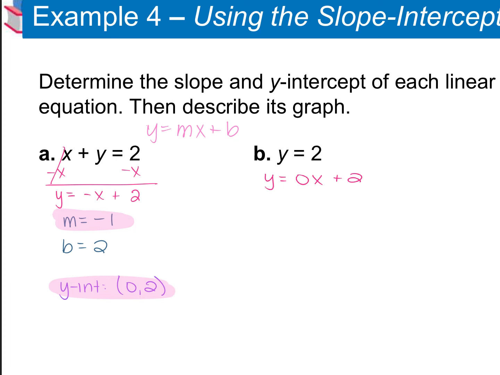So from here, our slope, or the value that's in front of x, would be 0, and our b is 2. So the slope is 0. That's not going to change any. The b is 2, which means your y-intercept is the ordered pair 0, 2.